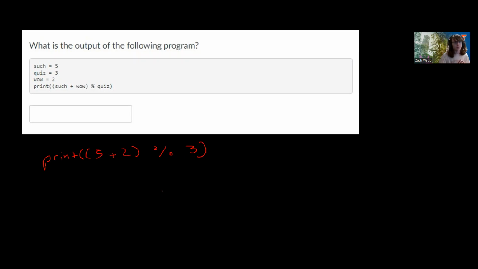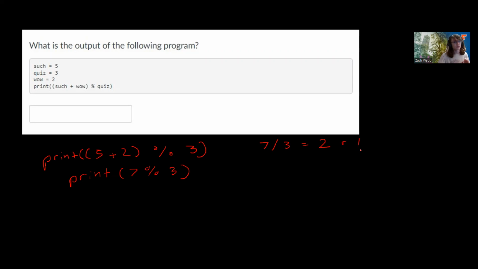So here's our new expression. As with math, first we're going to evaluate what's in the parentheses, 5 plus 2. So now that's 7. So print 7 mod 3. Now this percentage symbol is a modulus. So what that means is it's like, okay, divide this, but then just look at the remainder. So 7 mod 3 is like saying 7 divided by 3. So 7 divided by 3 is 2, and then don't go into decimals. We're going to look at remainders. So 2 with a remainder of 1.